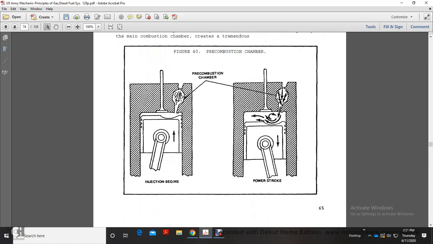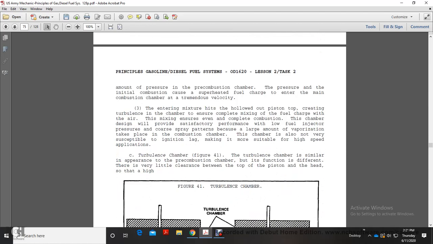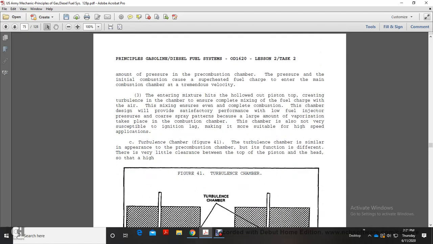Injection begins, power stroke. The pressure in the pre-combustion chamber, from the initial combustion, will cause the superheated fuel charge to enter the main combustion chamber at tremendous velocity. The mixture hits the hollowed-out piston top, creating turbulence over the chamber, which ensures the complete mixing of the fuel charge with the air and ensures even, complete combustion.